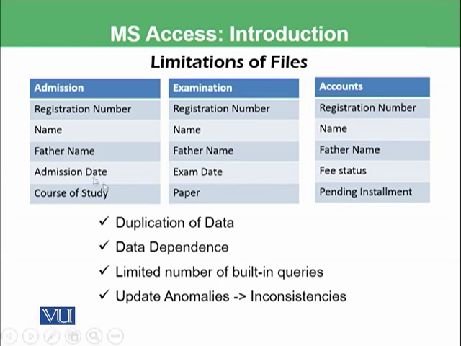So for example, if we remove, update or add anything in admissions, then the same changes need to be made in examination and accounts for the same student. For example, if a student's name has changed a little bit, that name will be changed in the admission file, and similarly in the examination, and similarly in the accounts. If you are unable to make the same changes in all of the files, then the data would be inconsistent. Such a thing is known as an update anomaly.